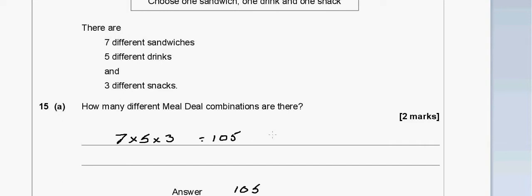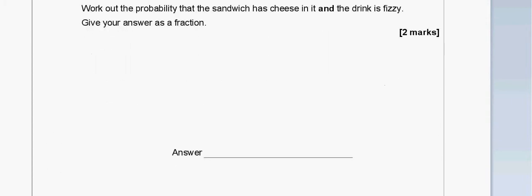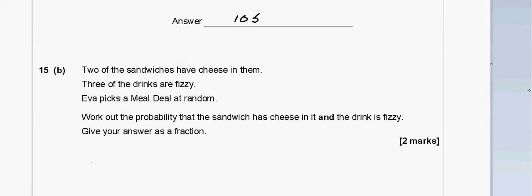If you want to, you can draw a tree diagram and then, you know, mark it all up, but it's an enormous amount of work to do. So you just literally multiply the numbers together, and that will give you the number of combinations. Okay, this always works. Okay, so the next question.